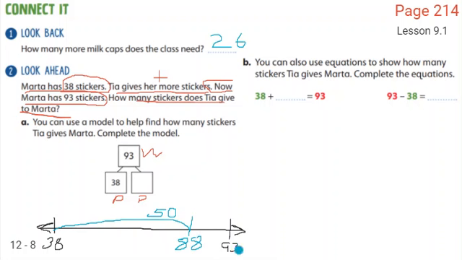And then 88 to 93. Just count on from 88 and use your fingers. 89, 90, 91, 92, 93. Oh, that's only a 5 hop. So here we go. I'm going to do a bump. 5. So 50 plus 5 is equal to 55.